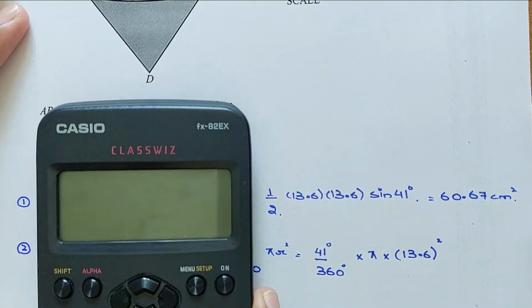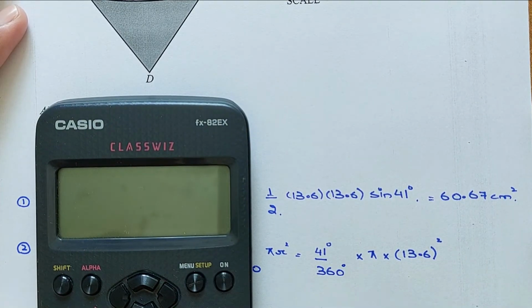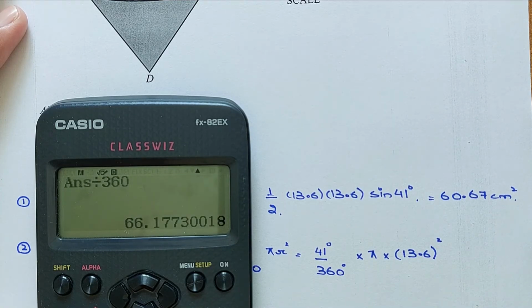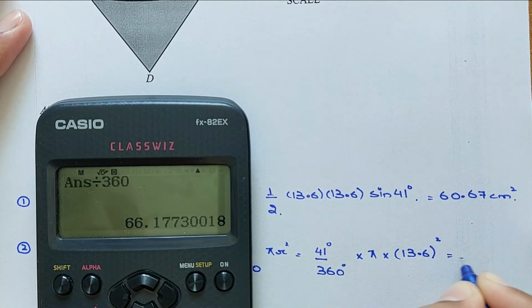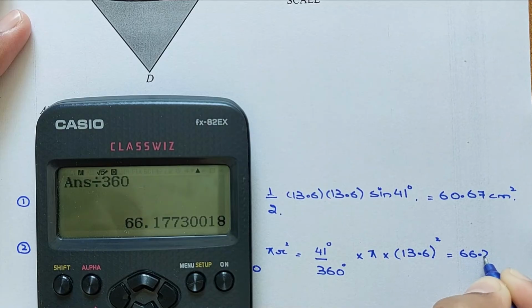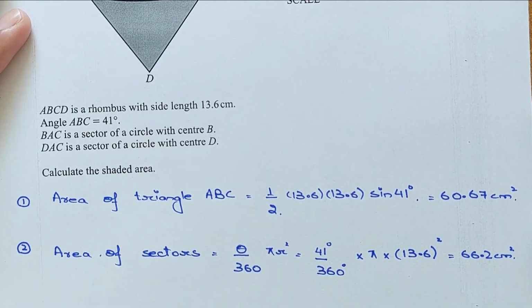Let me calculate this. 13.6 times 13.6 times pi, times 41, divided by 360, and that is 66.17, or 66.2 we can say. 66.2 centimeter square is the area of both sectors, right?